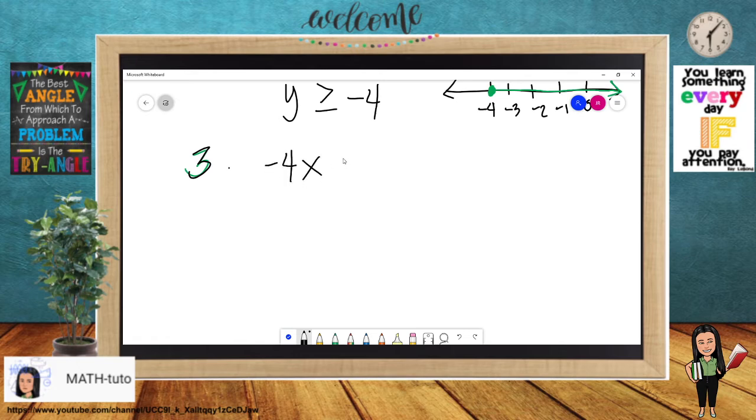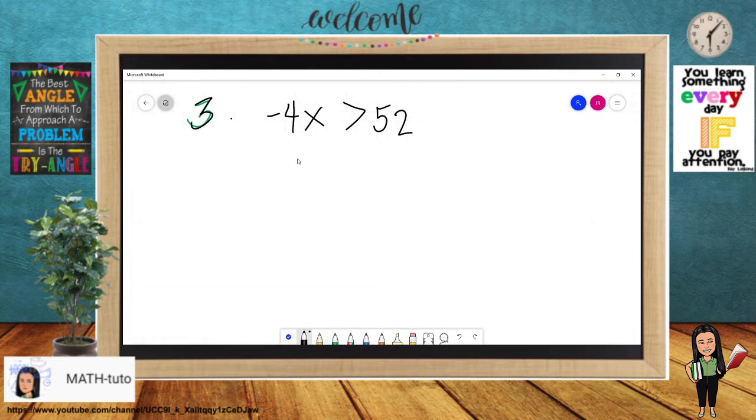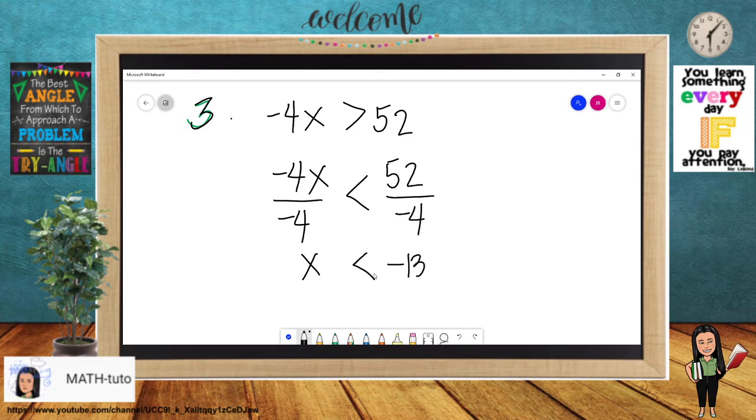-4x is greater than 52. Again, the number beside x is negative, so we have to divide both sides by -4, which means that we need to change the sense of inequality from greater than to less than. This is x, this is -13. So our answer is x less than -13.